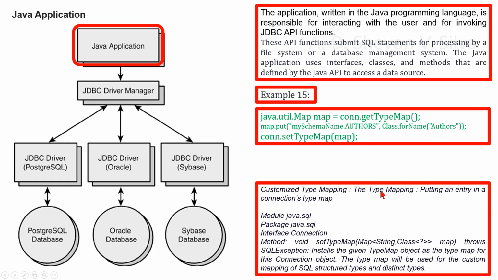Certain methods may take a type map as a parameter. A type map supplied as a parameter supersedes the type map associated with the connection. A UDT that does not have an entry in the type map supplied as a parameter will be mapped to the default mapping. When a type map is explicitly supplied to the method, the connection's type map is never used.